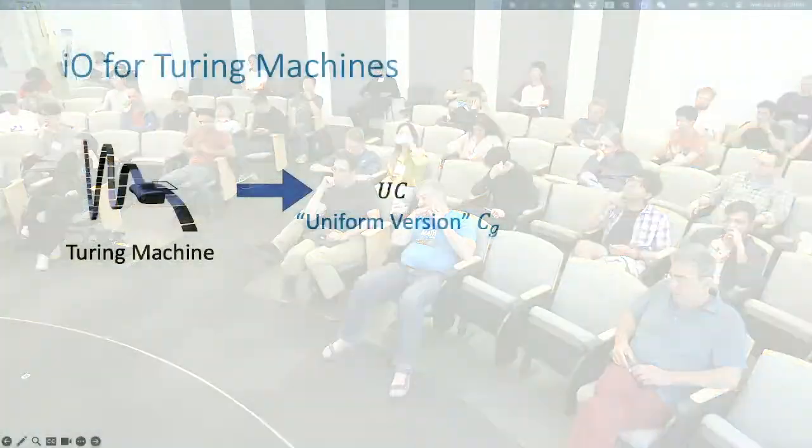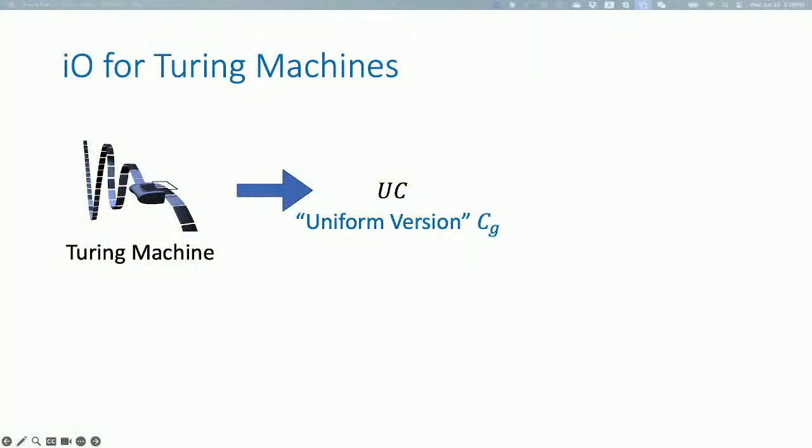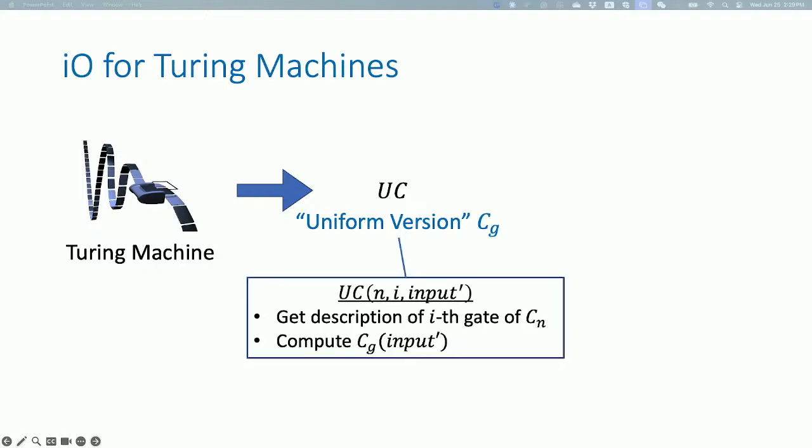Right. So I'm going to show you one slide on how we extend this idea to build I/O for Turing machines. The idea is that for any I/O for Turing machines, you can use a circuit to describe the obfuscated circuit in a uniform way. So the circuit will take the input length n as input and some index i, and it will compute the description of the ith gate, and then it can compute the obfuscated gate.